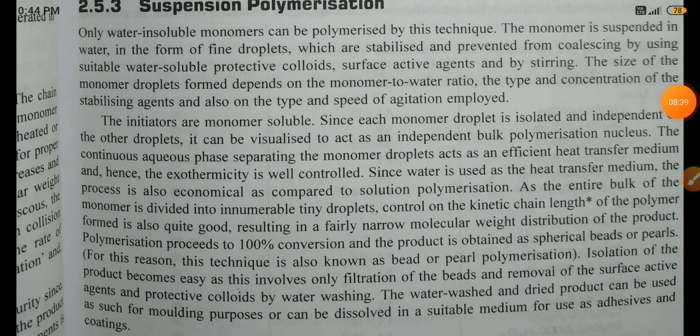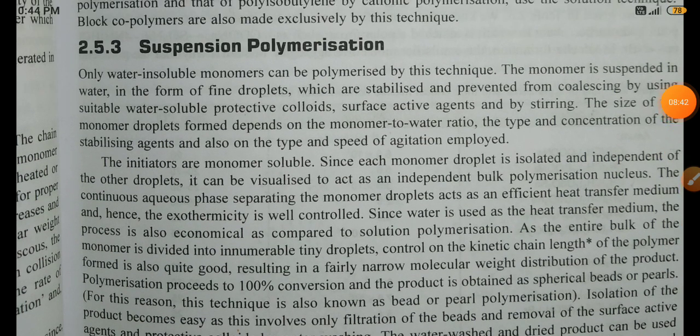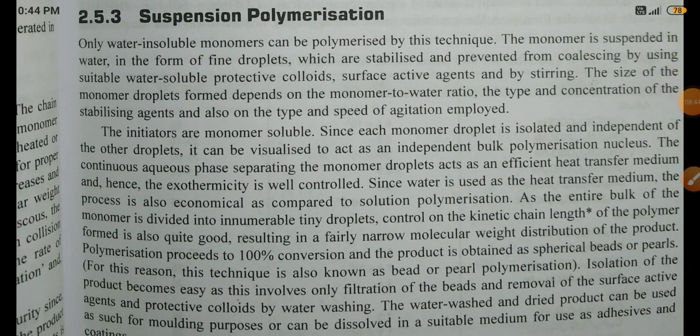Okay, this is a simple discussion part for the suspension polymerization. Now again, a revision part for this section. So what is the suspension polymerization? In the suspension polymerization, only water insoluble monomer can be polymerized by this technique.